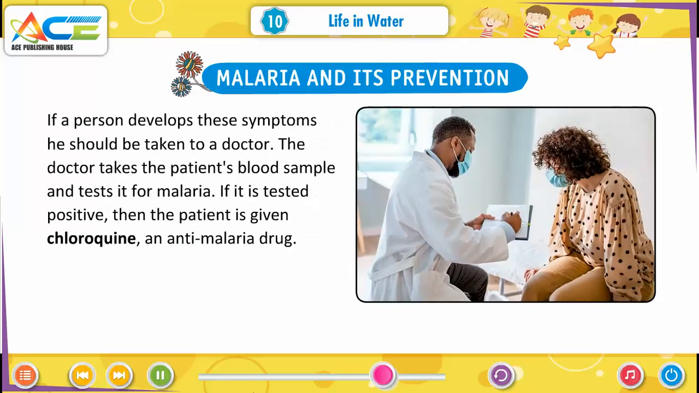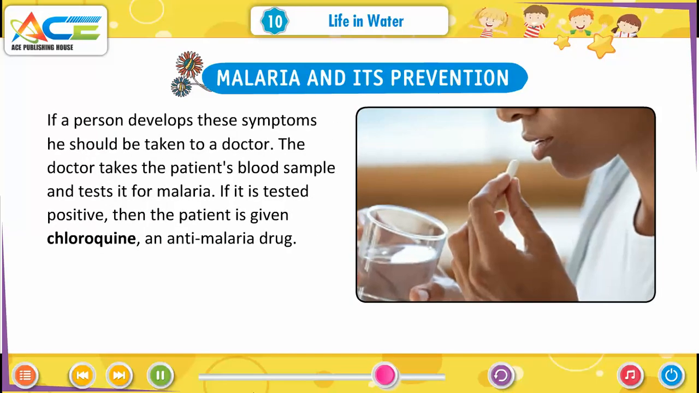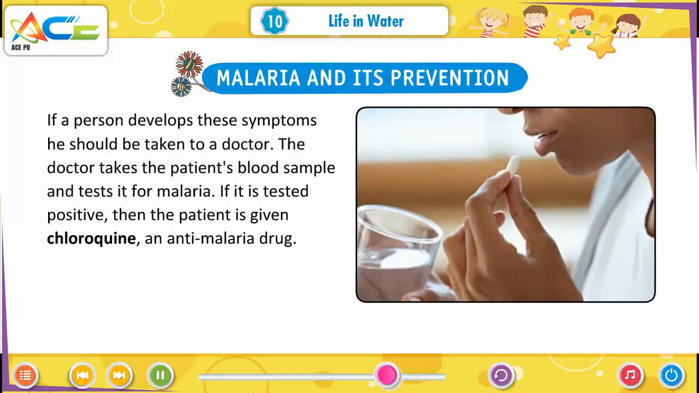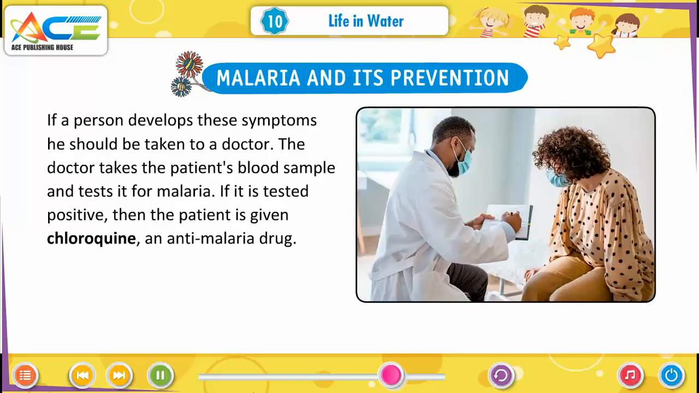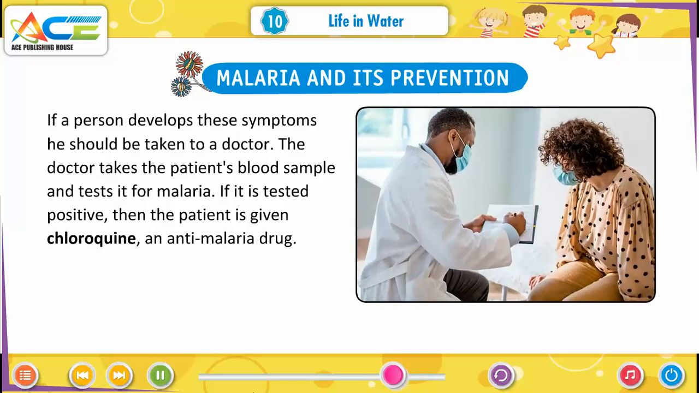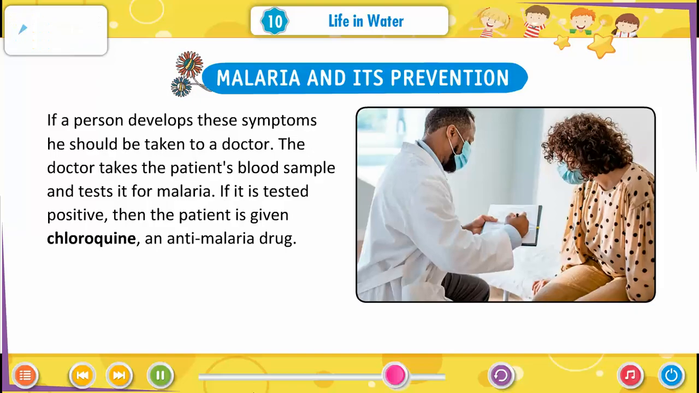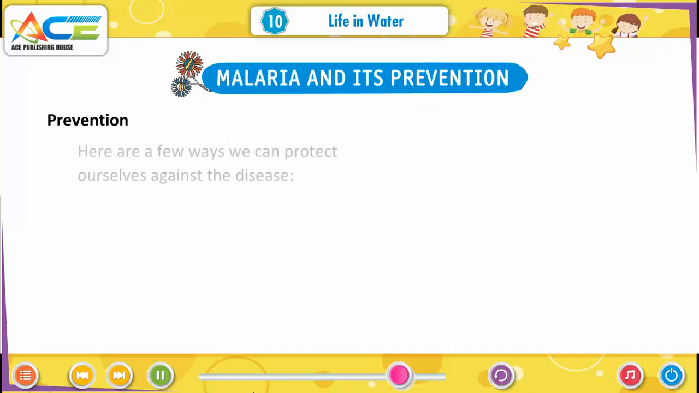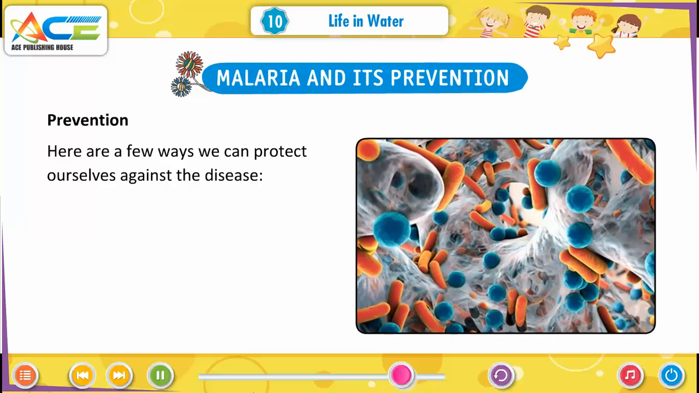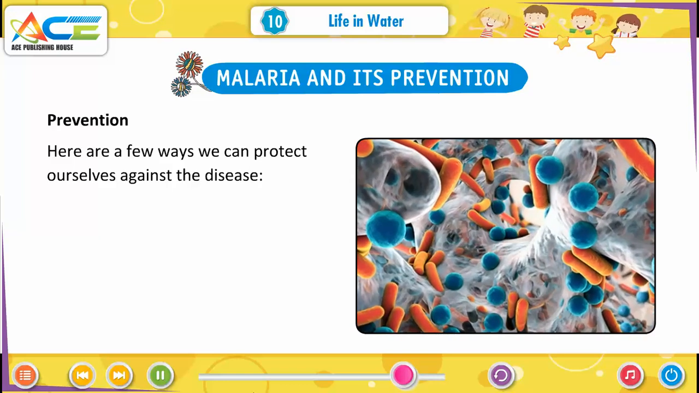If a person develops these symptoms, he should be taken to a doctor. The doctor takes the patient's blood sample and tests it for malaria. If it is tested positive, then the patient is given chloroquine, an anti-malaria drug. Prevention. Here are a few ways we can protect ourselves against the disease.